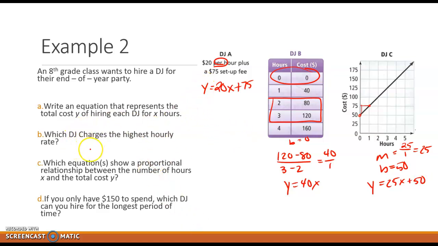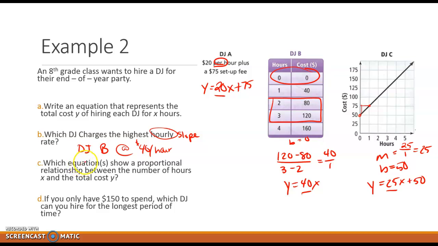B, which DJ charges the highest hourly rate? So this hourly rate, that's our slope. So here we have $20, here we have 40, and here we have 25. So the DJ that charges the highest rate is going to be DJ B. And that's happening at $40 per hour.